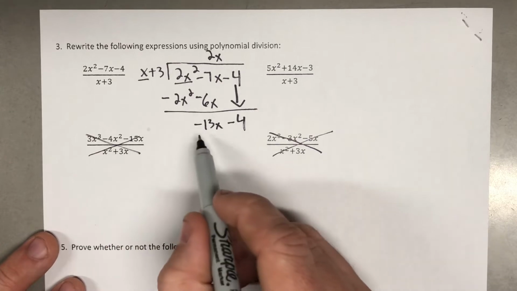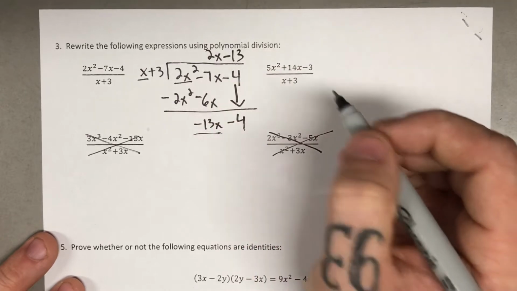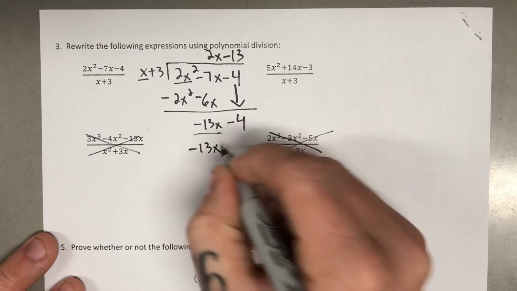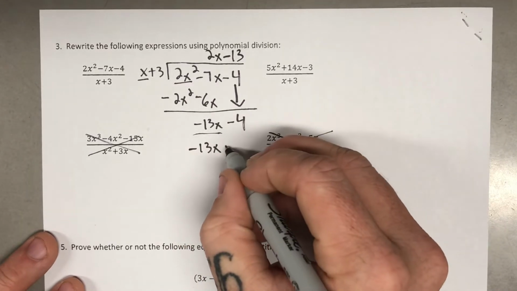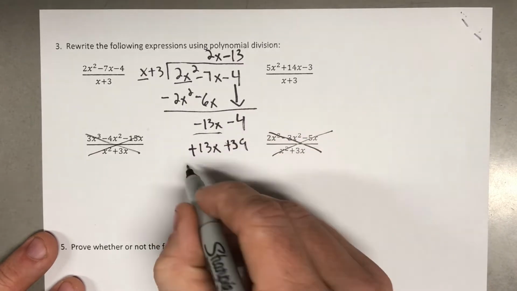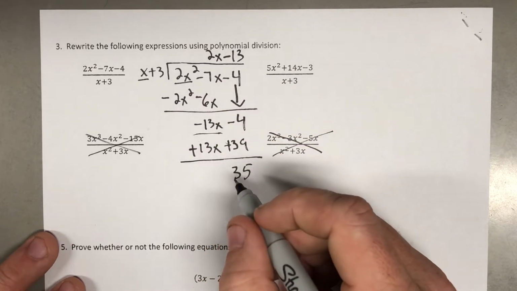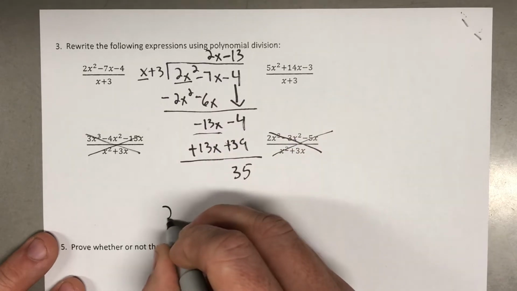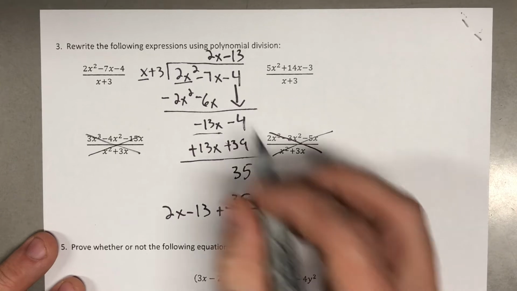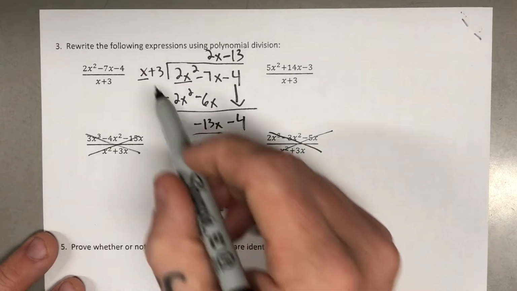Now I'm looking from x to negative 13x. How do I get from x to negative 13x? Negative 13. And then I take that negative 13 and multiply by each of these. So negative 13x and negative 39. And then these are both negative, so I have to go through and change the sign to add them. That leaves me with 35 right here, and that's a remainder. So how you write this is 2x minus 13 plus 35 over what we divided by, x plus 3. Whenever you have a remainder, it goes over what you divided by.